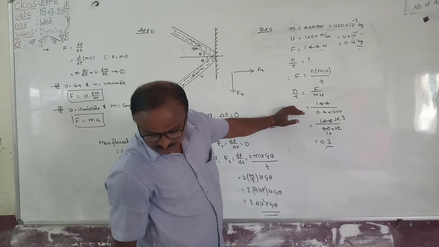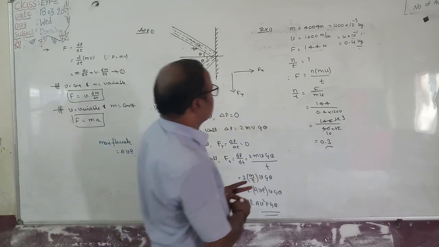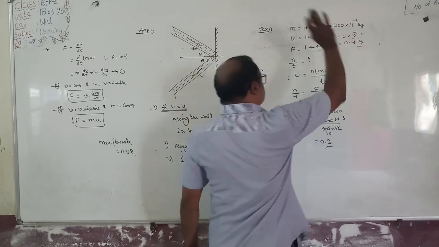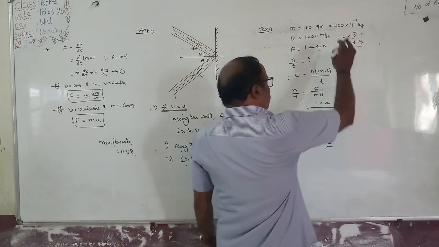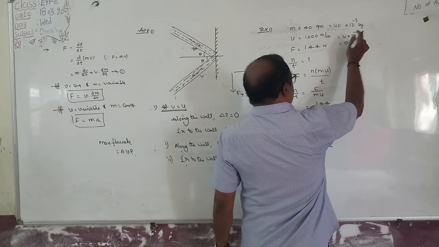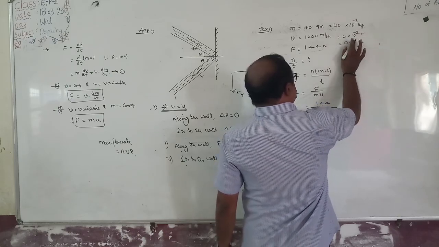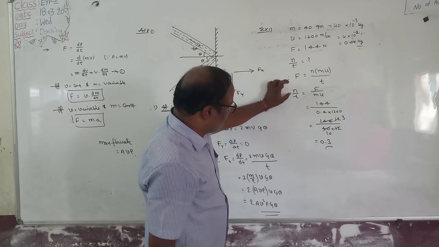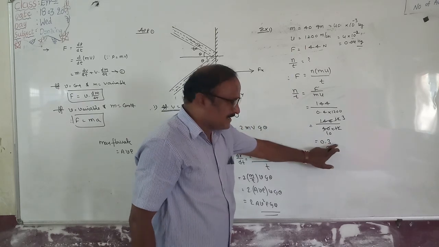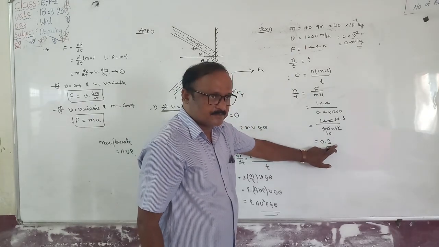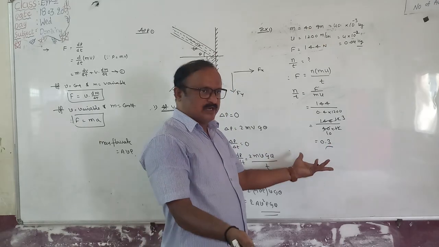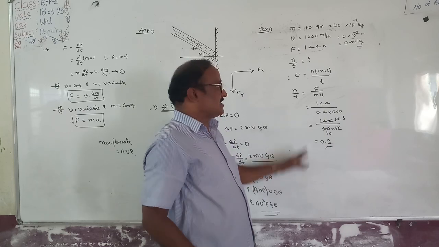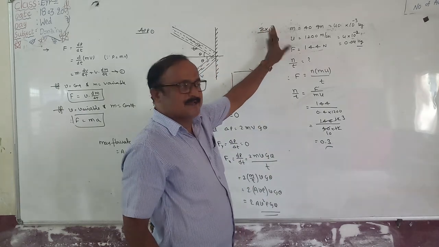The mass of each bullet is 40 grams, not 400 grams. Only 40 grams. 40 means 40 into 10 power minus 3, which is 4 into 10 power minus 2. It becomes 0.04. Why? Because the number of bullets fired per second cannot be in decimals. 0.3 bullets is not possible. 0.1 bullet is not possible. In that situation, the given data must be wrong.